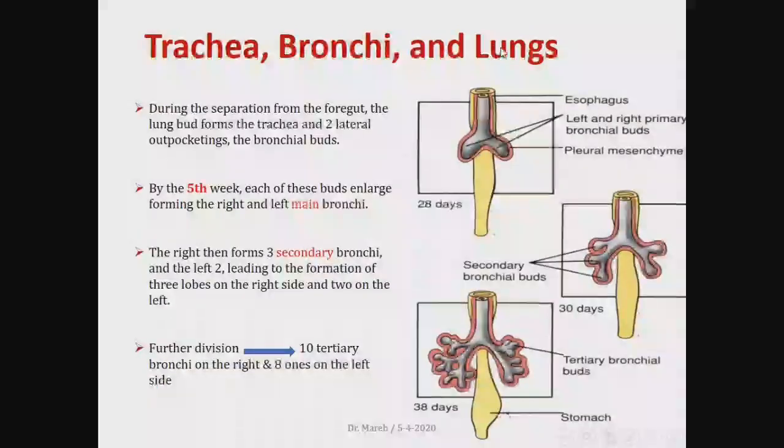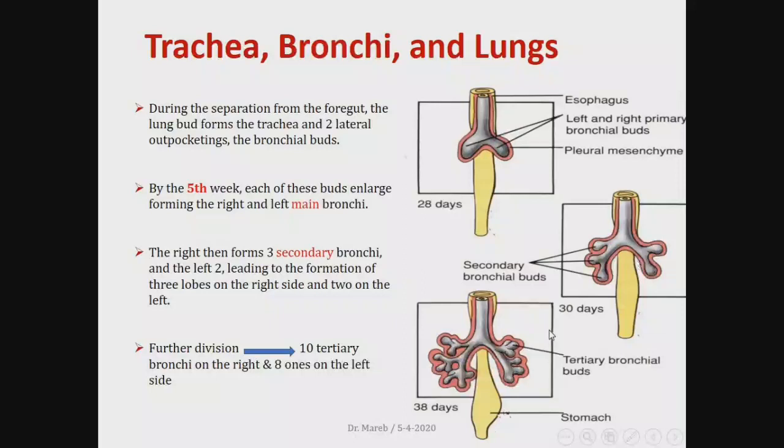The trachea, bronchi and lungs. During the separation from the foregut, the lung buds form the trachea. This is the trachea, and there will be two lateral outpouchings, which are called the bronchial buds. By the fifth week, each of these buds will enlarge, and they will form the right and left main bronchus. The right and left main bronchus will each be divided. The right one will divide into three secondary bronchi, and the left will divide into two.